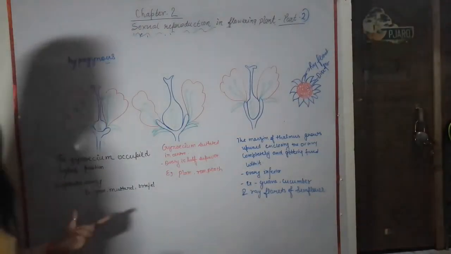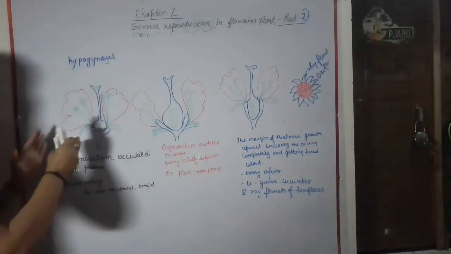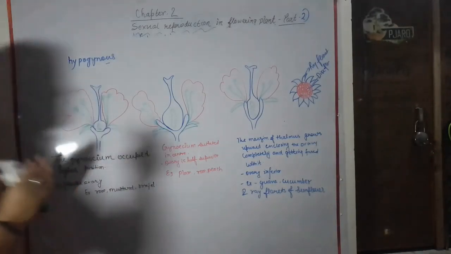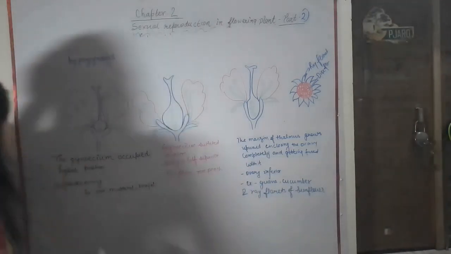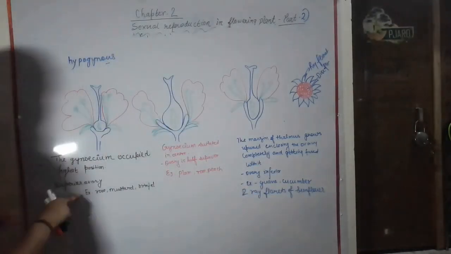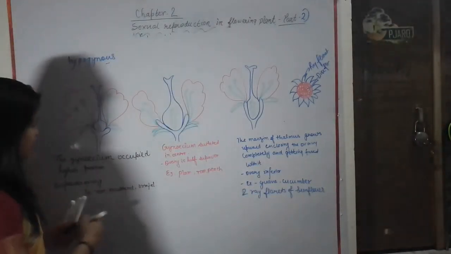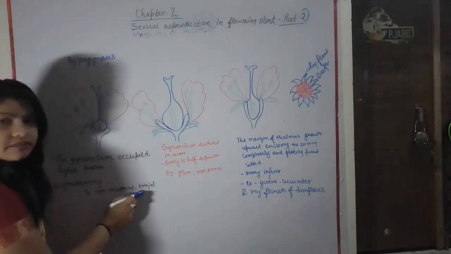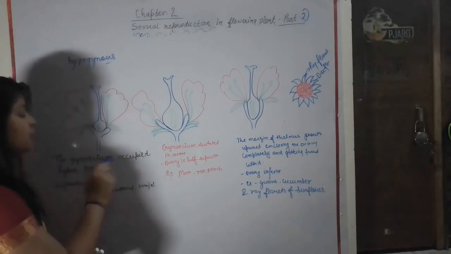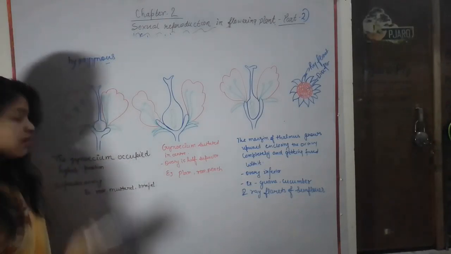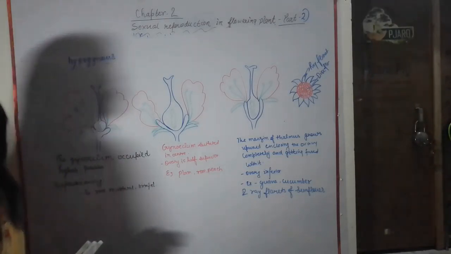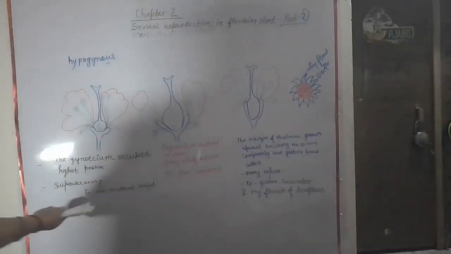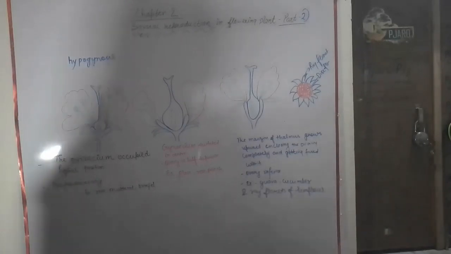And here the ovary, if it is present at the highest position, that type of ovary is known as the superior ovary, right? Here you can see the examples are rose, mustard and brinjal. That is, the gynoecium occupies the highest position, so the ovary is superior. Examples: rose, mustard and brinjal.